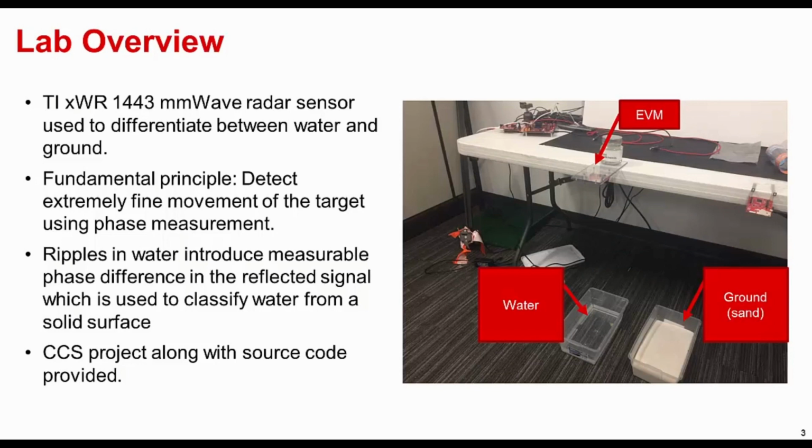This lab demonstrates the application of TI mmWave sensors to differentiate between water and ground. The fundamental principle being demonstrated is the ability of TI mmWave sensors to detect extremely fine movement of the target using phase measurement. This lab exercise runs on TI's IWR1443 and AWR1443 evaluation modules. The EVM is mounted on a flat surface with the sensor antenna aimed at the container containing water or sand as shown in the image. Ripples in water introduce measurable phase difference in the reflected signal, which can be used to classify water from a solid surface, for example ground. The lab provides full source code and a CCS project.